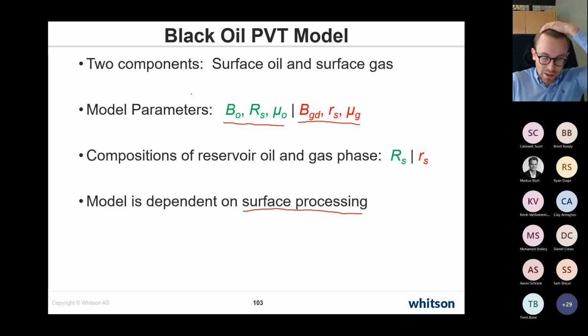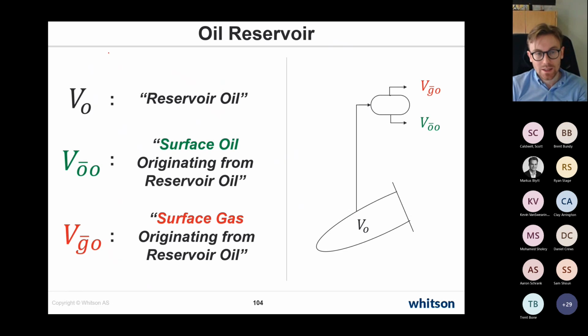To really understand the black oil model, we need to define a little bit of nomenclature, because it can very fast become complicated if we don't have the correct subscripts. So when we're dealing with an oil reservoir, we have a reservoir oil volume. That's what we call VO. And then any surface oil originating from the reservoir oil, we're going to call VO hat O. And a surface gas will be VG hat O. So that's surface gas originating from the reservoir oil.